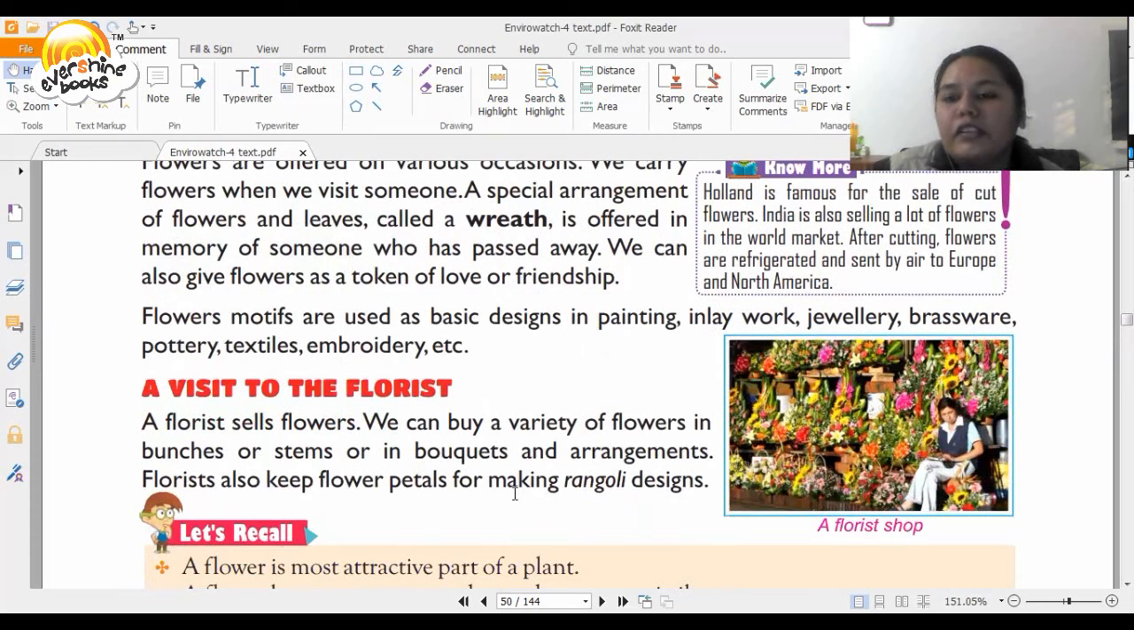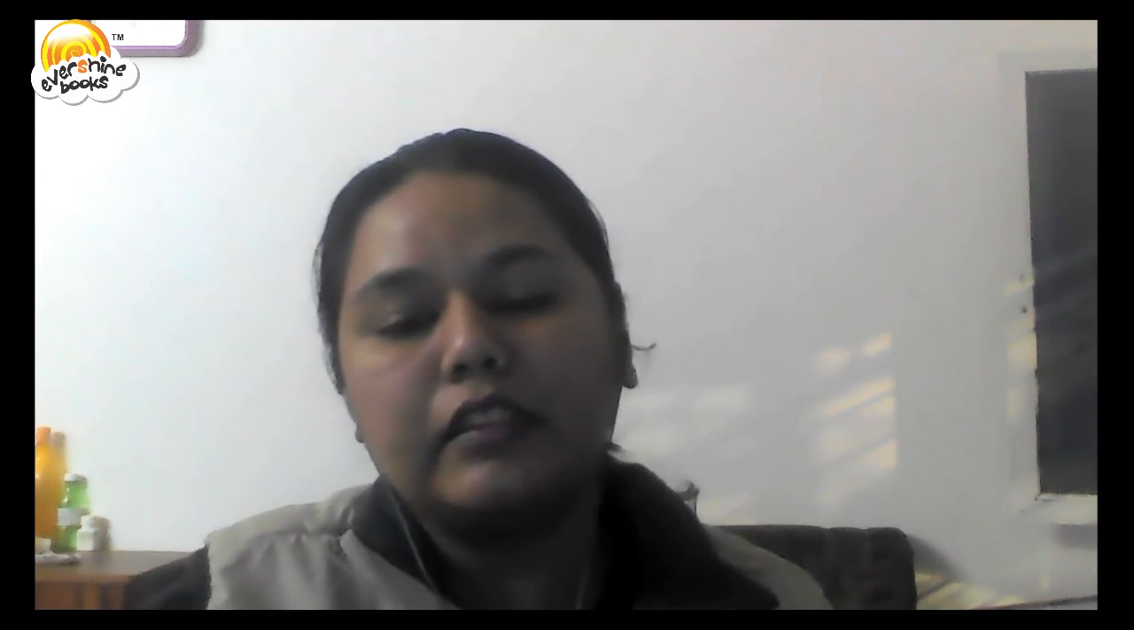A visit to a florist. So this is something that all of you can do, that you can go to a florist. Who's a florist? A person who sells flowers. And then we can buy a variety of flowers in bunches or stems or in bouquets and arrangements. Florists also keep flower petals for making rangoli. Specifically during the festive season, you might have seen your elders in the family go to get the garlands, right? Made out of marigold flowers, and they say to the florist, please put some petals also. All right.